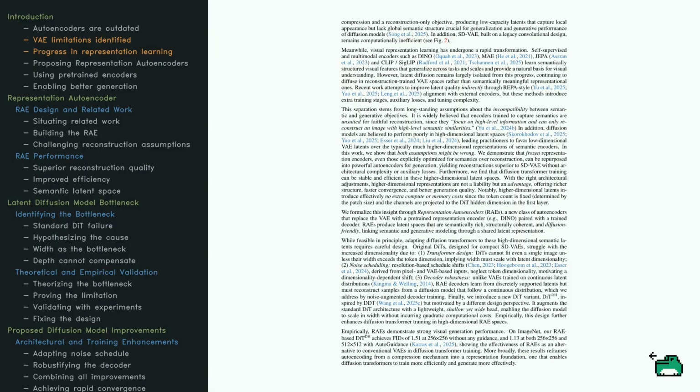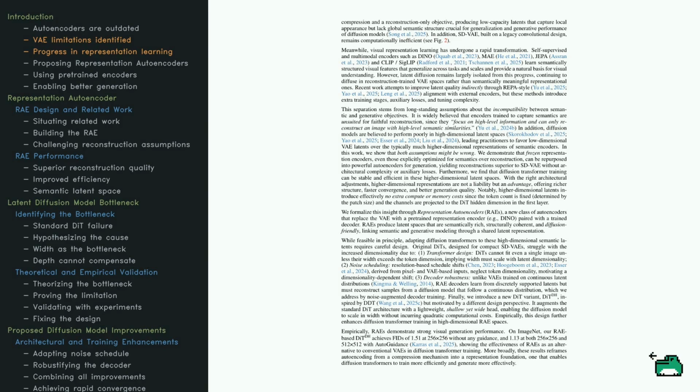They then challenge a common belief in the field. Many researchers thought that encoders trained for semantics, like DINO, would be bad for generation because they don't focus on perfect pixel-for-pixel reconstruction. It was also believed that diffusion models would struggle in the high-dimensional latent spaces these encoders produce. The authors basically say, we think those assumptions are wrong. They show that if you repurpose these powerful representation encoders for generation, they actually work better than the old VAEs.